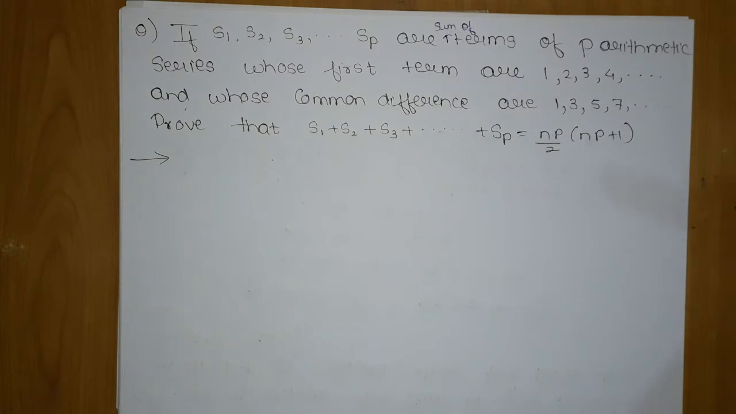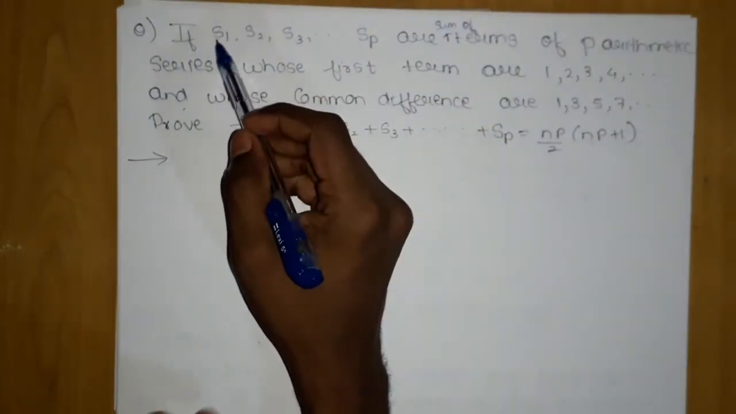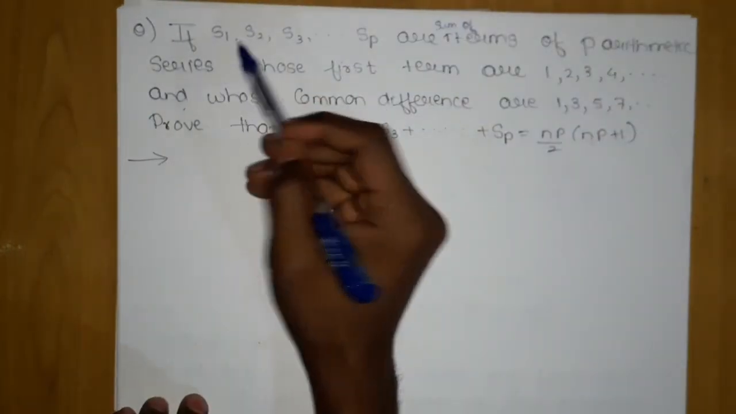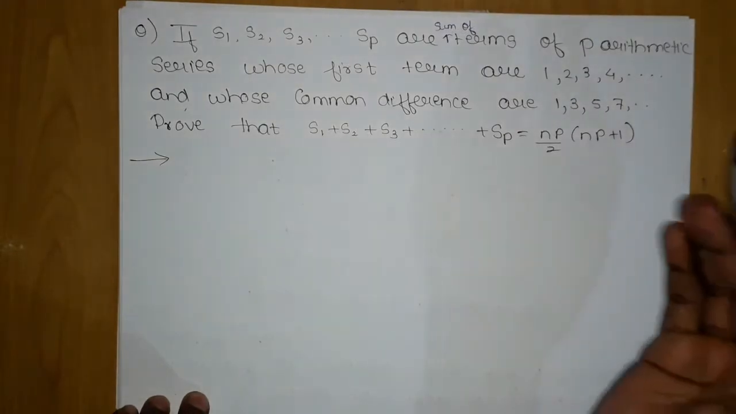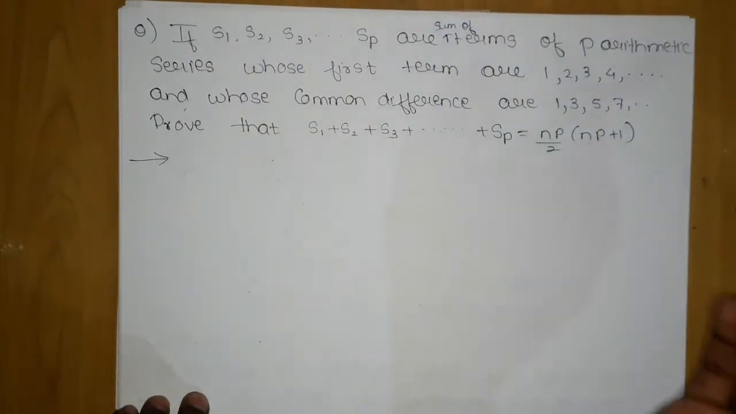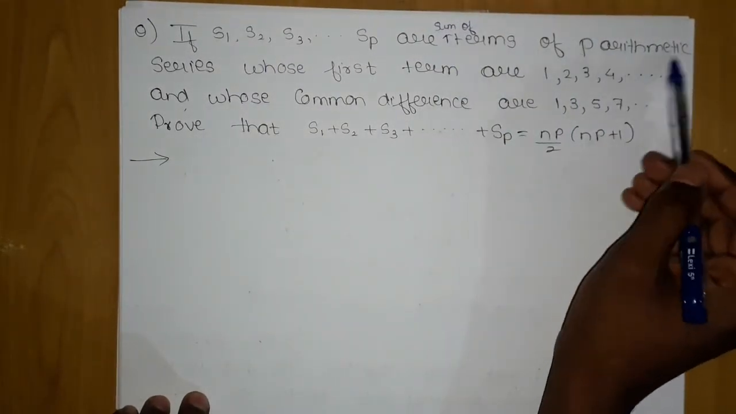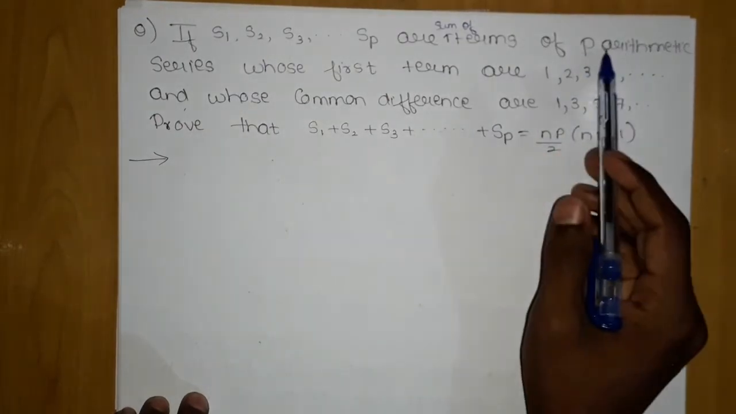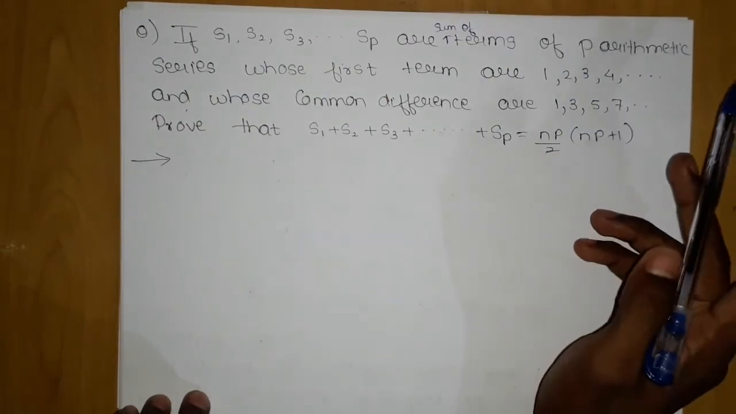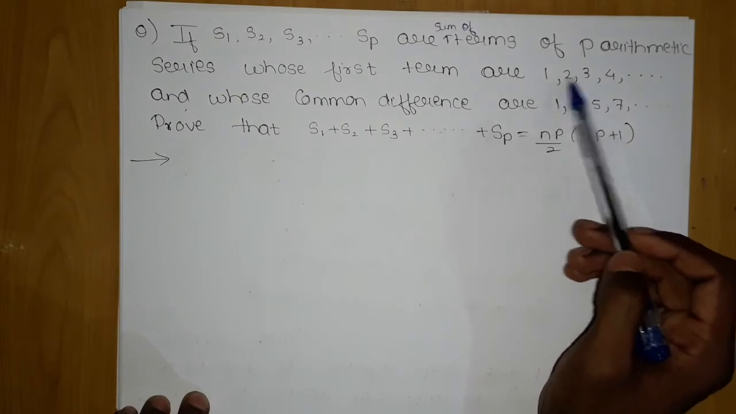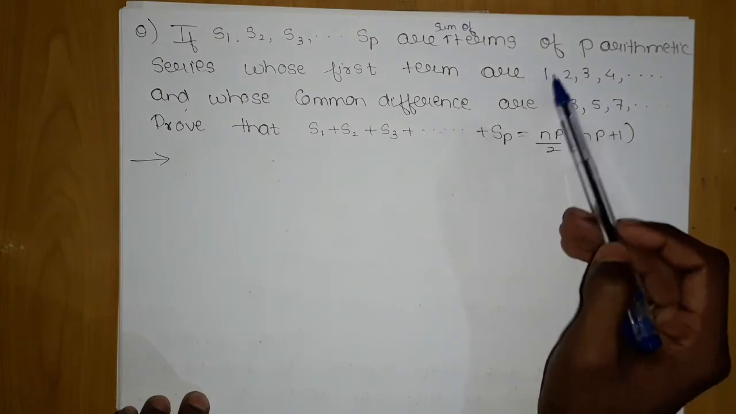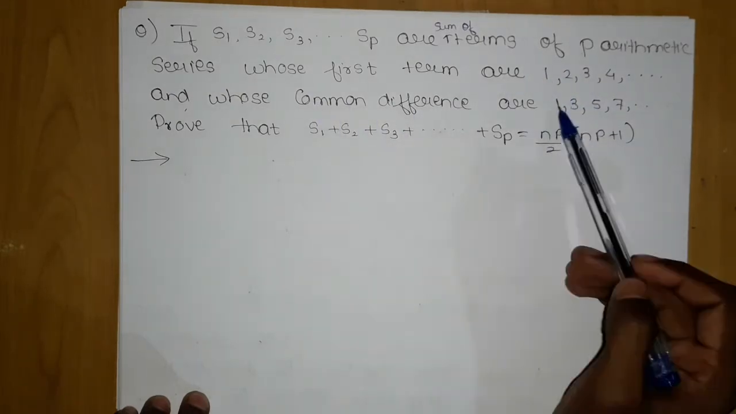Now this series is itself an arithmetic progression sum. Its sum is an arithmetic progression sum. There are p arithmetic progressions. S1 is the sum of one arithmetic progression, 1, 2, 3, 4, and that arithmetic progression has starting term 1 and the common difference is 1.